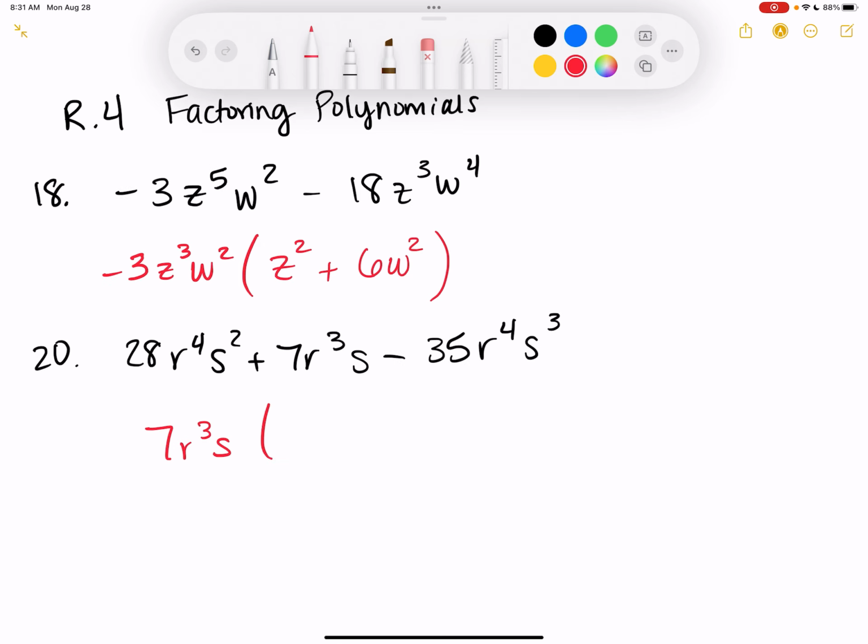So then inside I'm left with 4rs plus 1 minus 5rs squared. So make sure, like in this case, the entire middle term got taken out. Don't forget to put back the 1 in there.